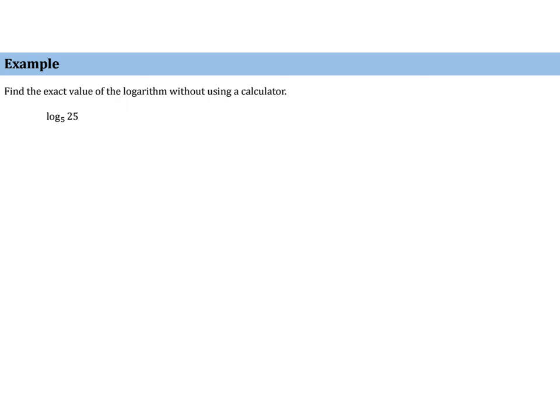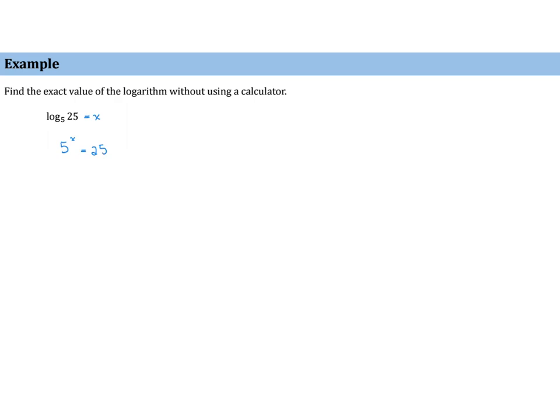The best way to do this is to say log base 5 of 25 equals something. Let's call it x. And the goal is to figure out what x is. So let's convert this to an exponential. So the base of the exponential is going to be 5. It's the same as the base of the logarithm. Now, the exponent on 5 is going to be x, and this equals 25.